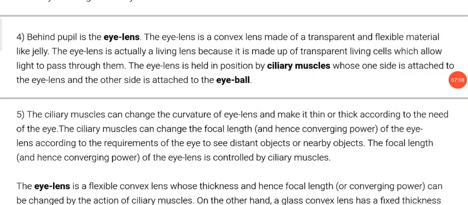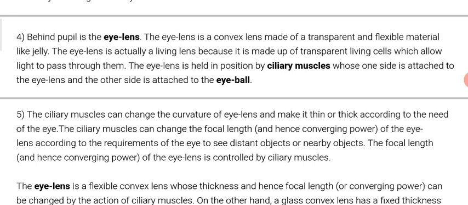Behind the pupil is the eye lens. The eye lens is a convex lens made of transparent and flexible material like jelly. So this is the information about the eye lens, that it is made up of a jelly-like substance, transparent, flexible. The eye lens is actually a living lens because it is made up of transparent living cells which allow light to pass through them.